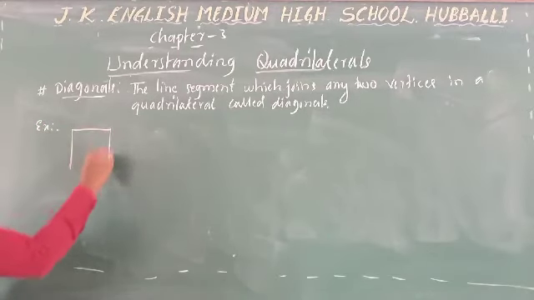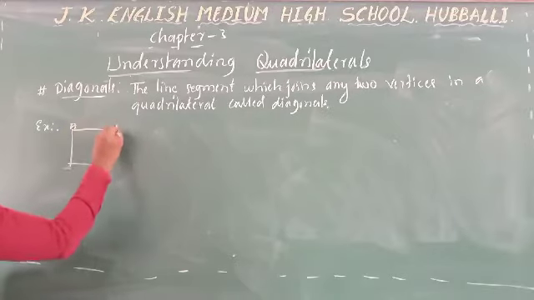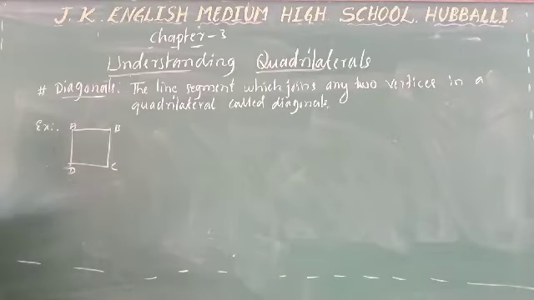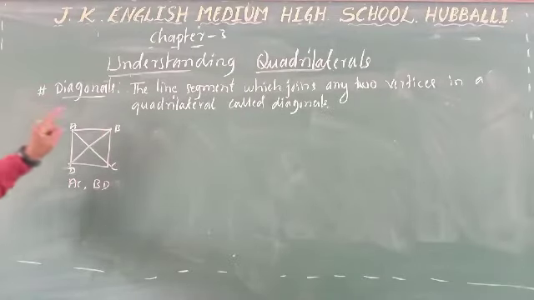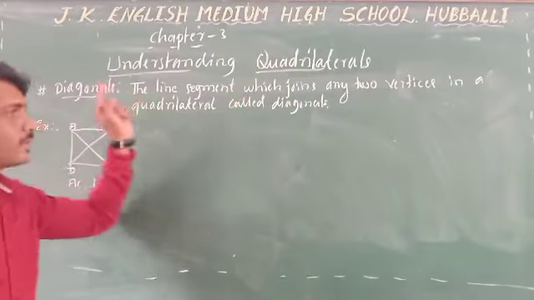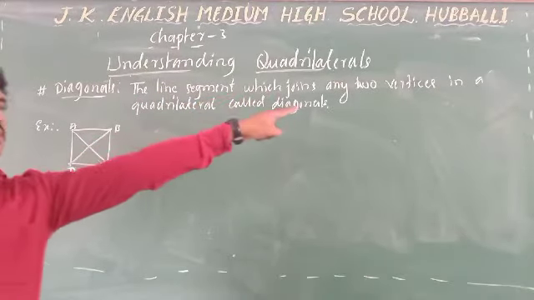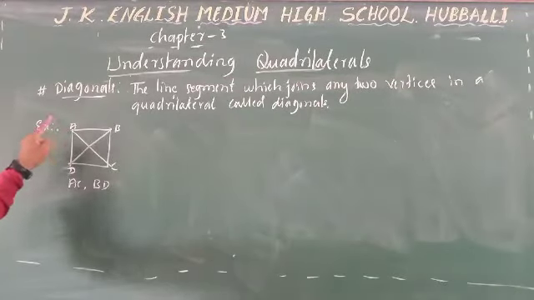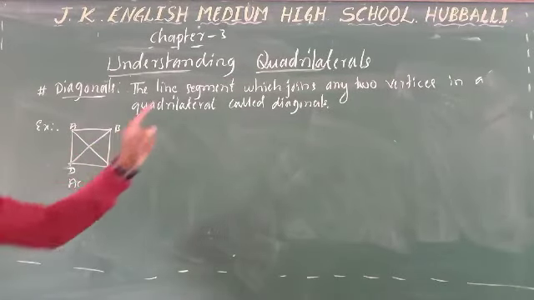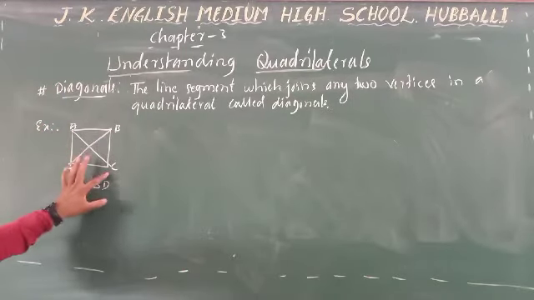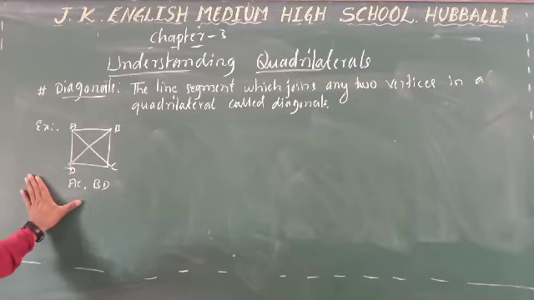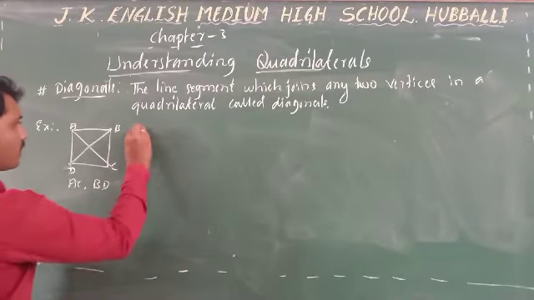So for example, we'll take a square. So A, B, C, D. ABCD is a square. How many diagonals are there? AC and BD. AC comma BD. These two are the diagonals. So what is the statement here? The line segment which joins any two vertices. Any two vertices means how many vertices are there? 1, 2, 3, 4. In a quadrilateral, inside, not exterior. Okay, AC and BD. These two are the diagonals.